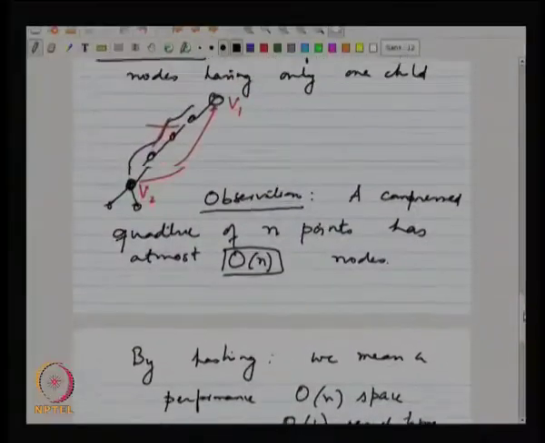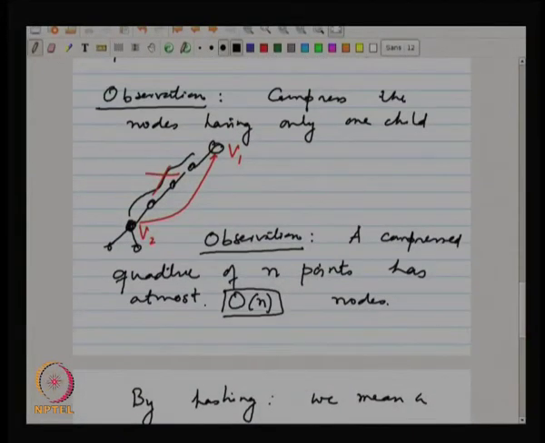So, now even if we have, let us say, a path length of n, see what has happened. From the compressed quad tree, we have got it down to a situation where the length of a path is no more than n.